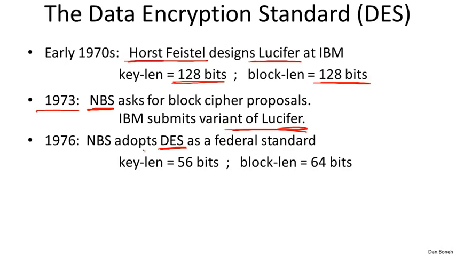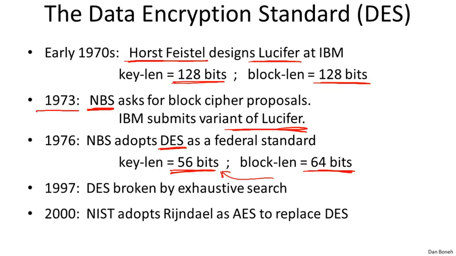For DES, it's interesting that the key length was far reduced from Lucifer. It's only 56 bits, and the block length was also reduced to 64 bits. These decisions, especially the decision to reduce the key length, are the Achilles heel of DES and were a source of many complaints over its life. Already back in 1997, DES was broken by exhaustive search, meaning that a machine was able to search through all 2 to the 56 possible keys to recover a particular challenge key. We're going to talk about exhaustive search quite a bit. It's an interesting question, and there are various ways to defend against it. Basically, this 1997 experiment spelled the doom of DES.